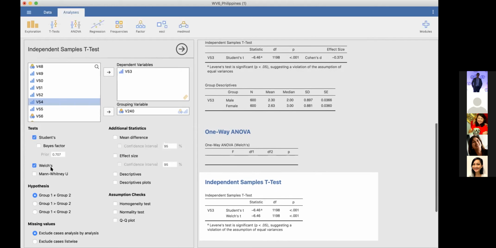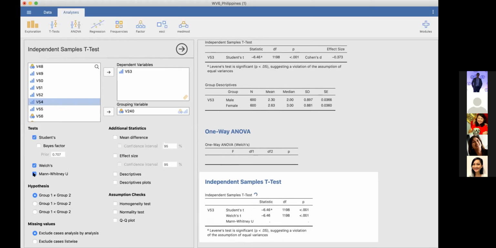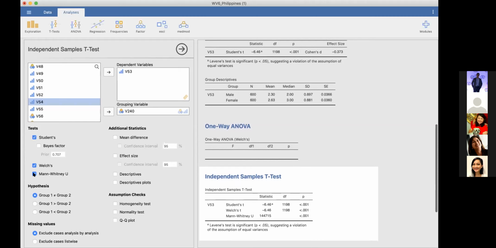What is also possible is you can check another test, which is Welch. Welch is just a correction, a test that you can use when the assumptions are violated. And as you can see, it's still significant. Another possible test is Mann-Whitney. This is a non-parametric test that does not require normality.